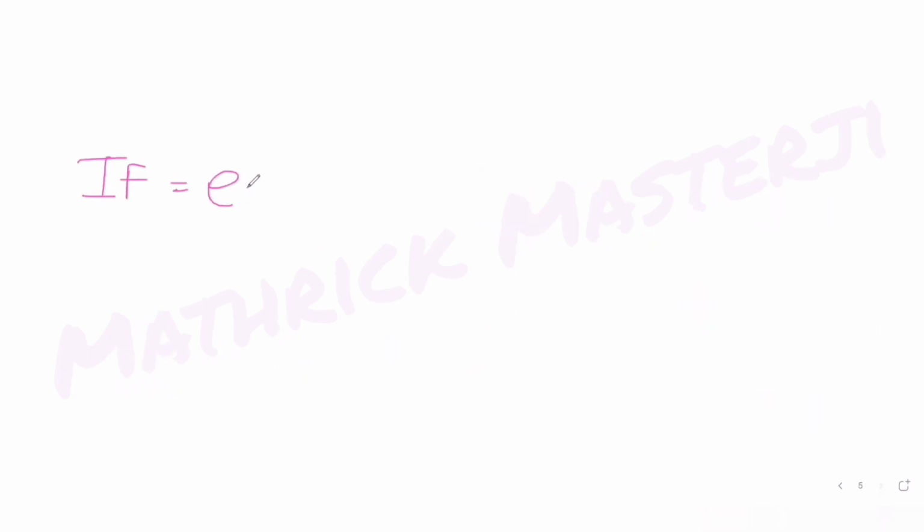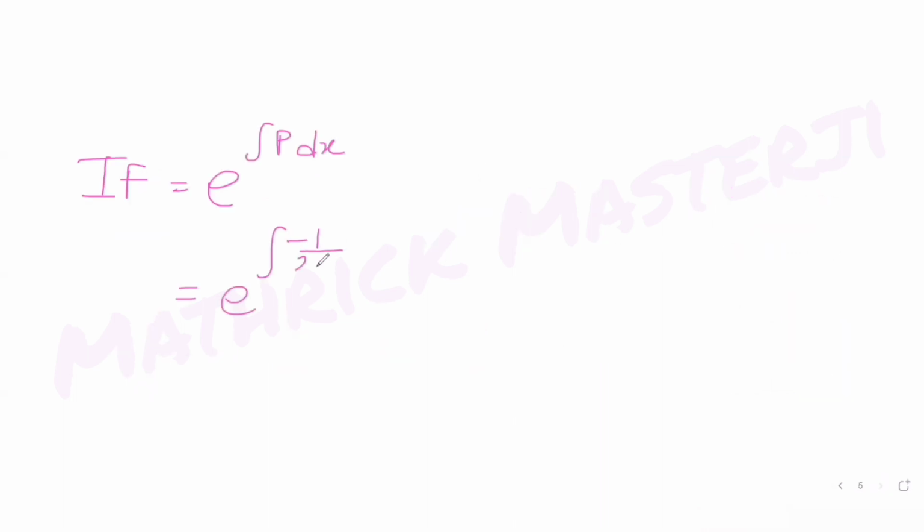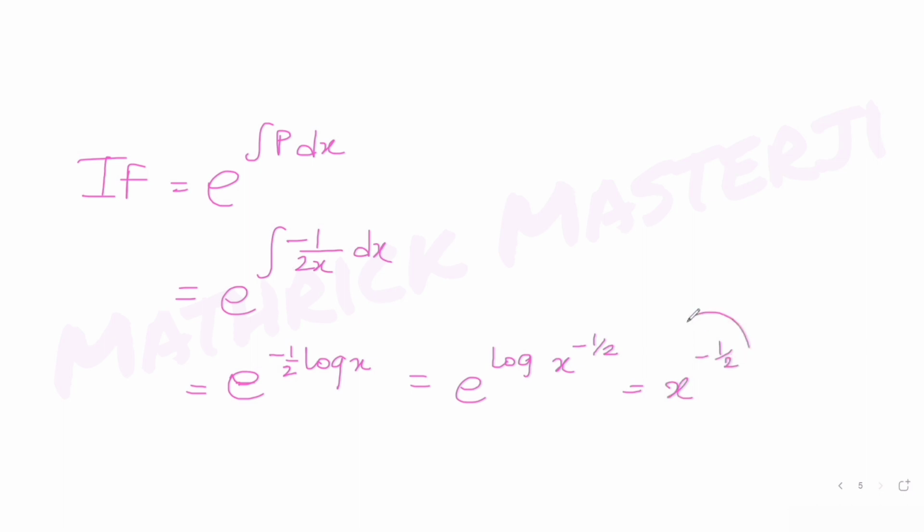The integrating factor is given by e raised to integral p dx. That is e raised to integral of minus 1 upon 2x dx. That is nothing but e raised to minus half integral of 1 upon x, that is log of x. That gives us e raised to log of x raised to minus half. So that tells us e raised to log of f of x is f of x. So you get x raised to minus half. Now once you have x raised to minus half, that is your value of the integrating factor.